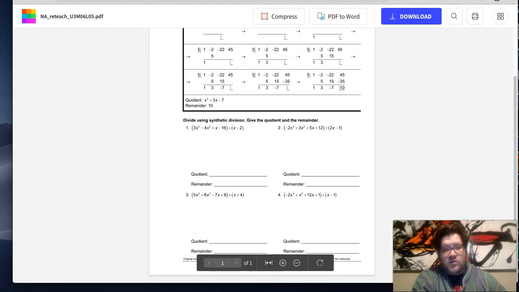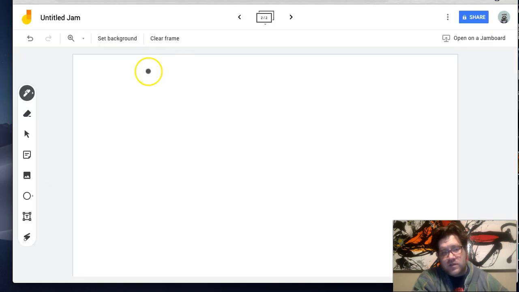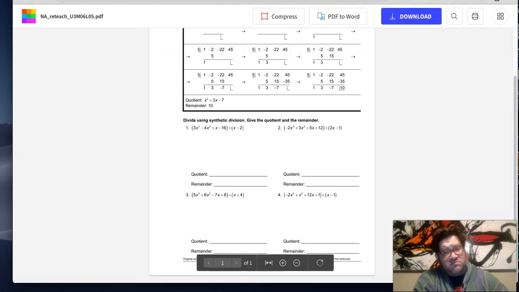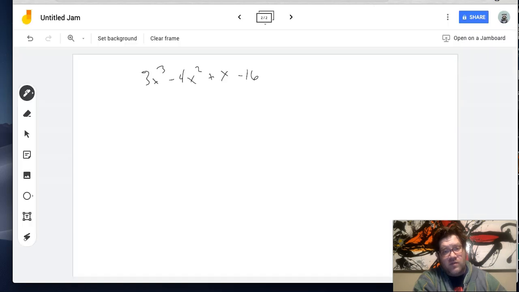So we have 3x cubed minus 4x squared plus x minus 16. And then we're dividing by x minus 2. Okay, so let's set up the synthetic division just like we did the last one.